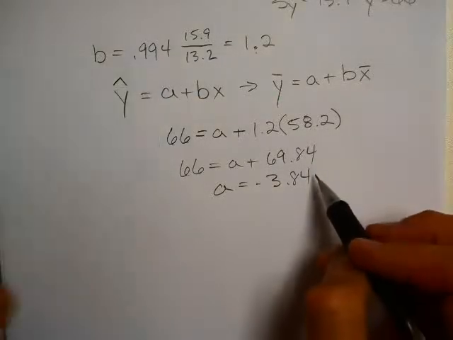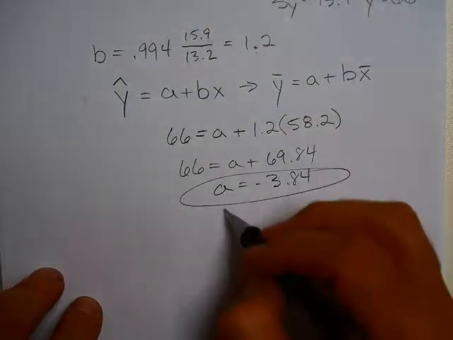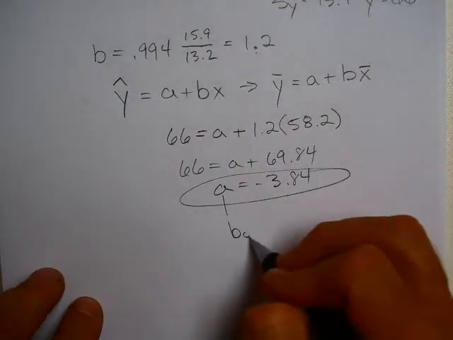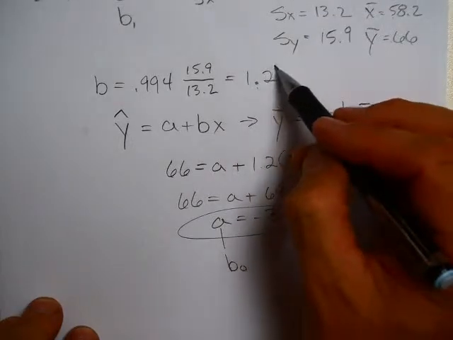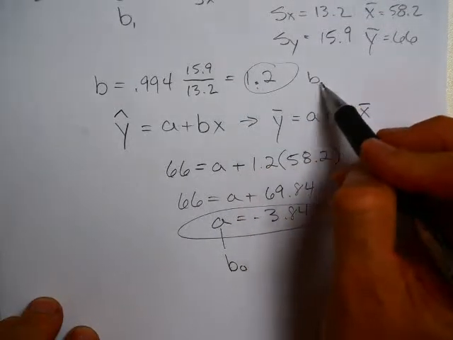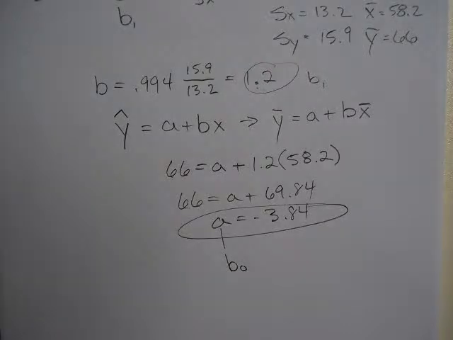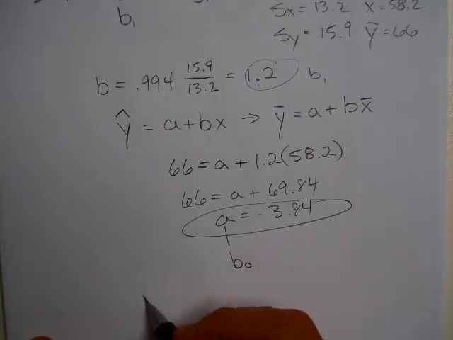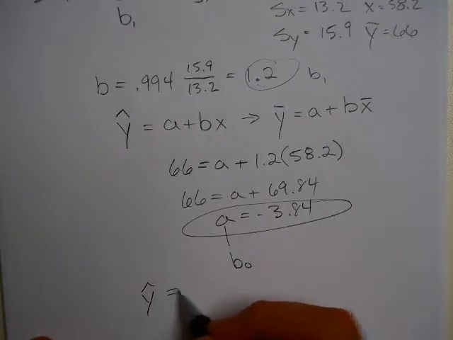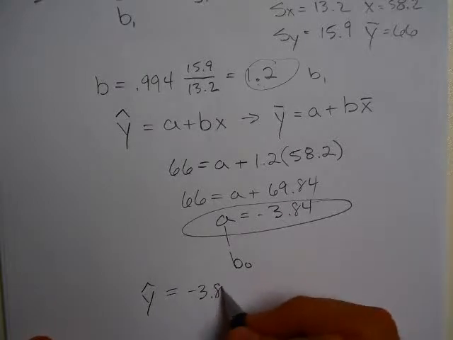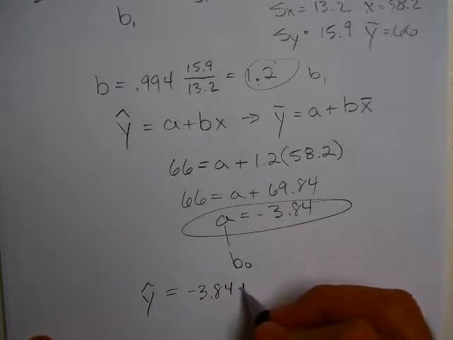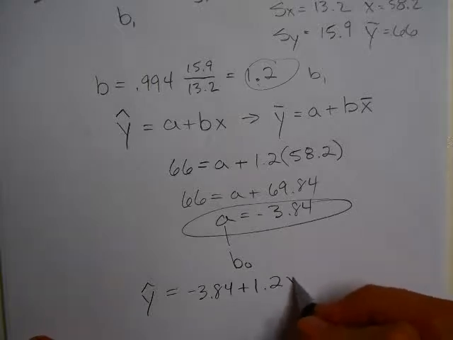So now I have my y-intercept, which, remember, the book would call b naught, and my slope, which the book is going to call b1 if you go looking through the book. Then we have our equation of line. Y hat equals a, negative 3.84, plus 1.2x.